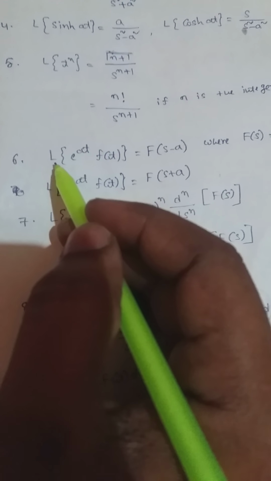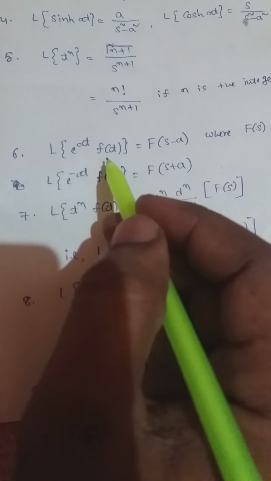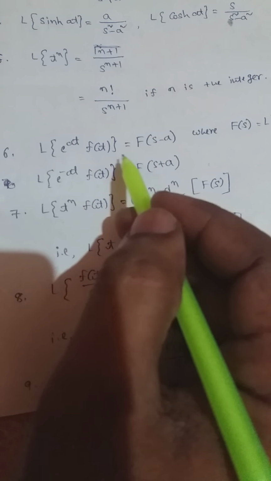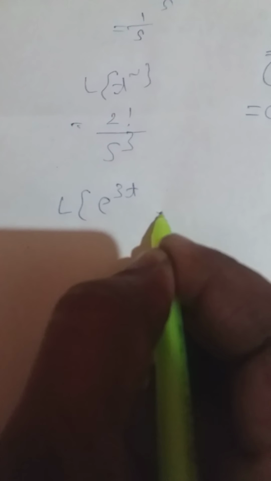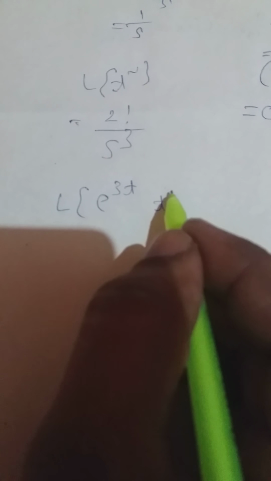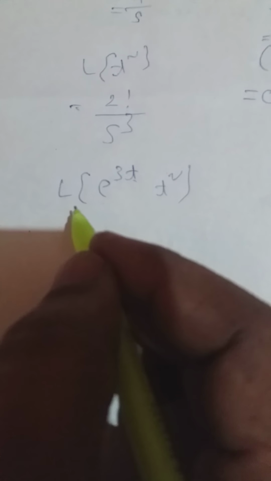And now we have a few more formulas. If inside Laplace we have e power at into some f of t, for example L of e power 3t into t square, that means e power at into, let us take this one as f of t. If we have this kind of case, this is related to the first shifting property. This is called the first shifting property.